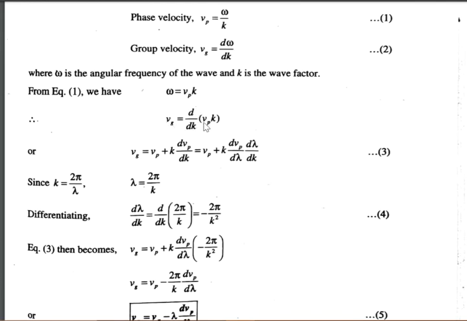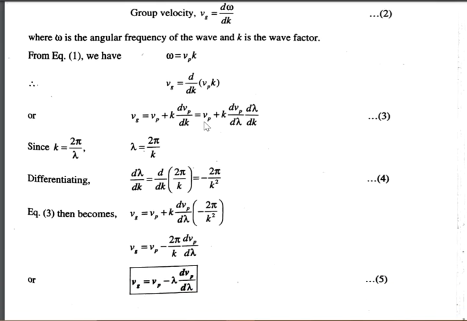Substituting in the next equation, Vg is d by dk of (Vp into k). By product rule, differentiating, we get Vg equal to first function Vp into derivative of k with respect to k, which is 1, that is Vp, plus second function k into derivative of the first, dVp by dk. So this will be equal to Vp plus k into dVp by dλ into dλ by dk. We can write this term dVp by dk as dVp by dλ into dλ by dk. That is equation 3.